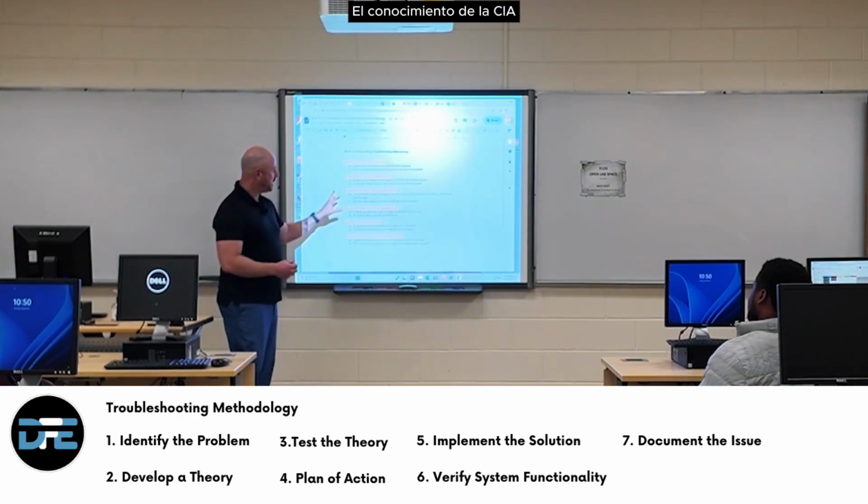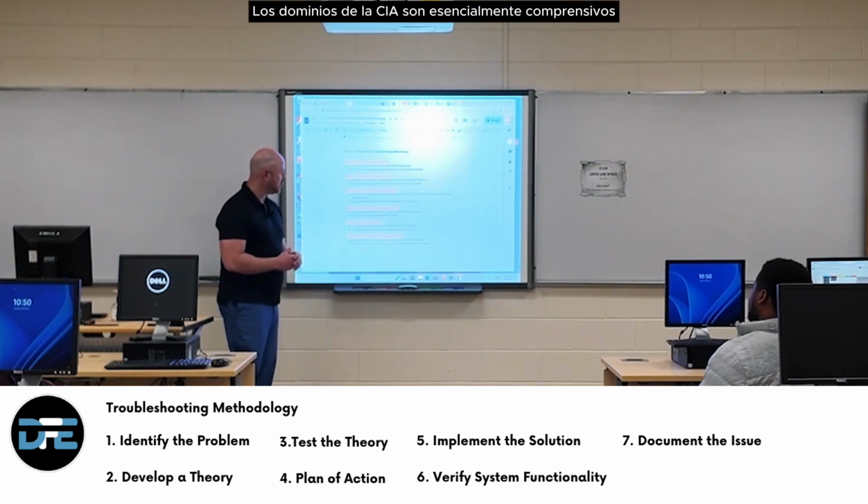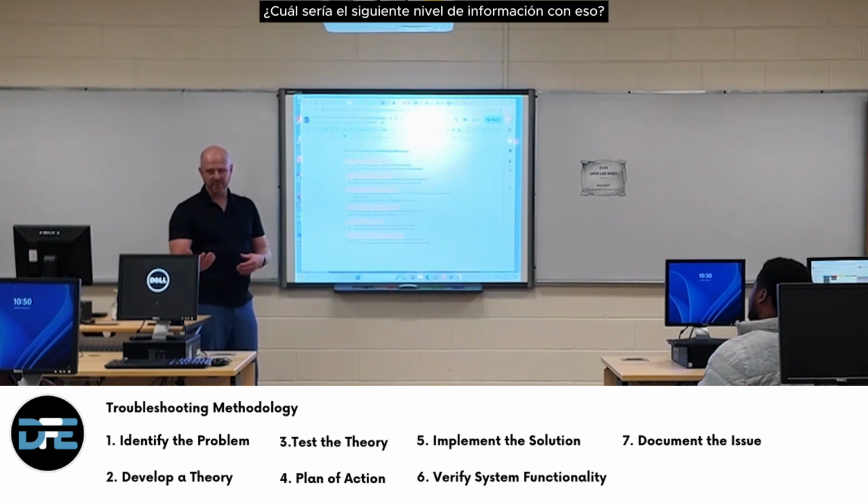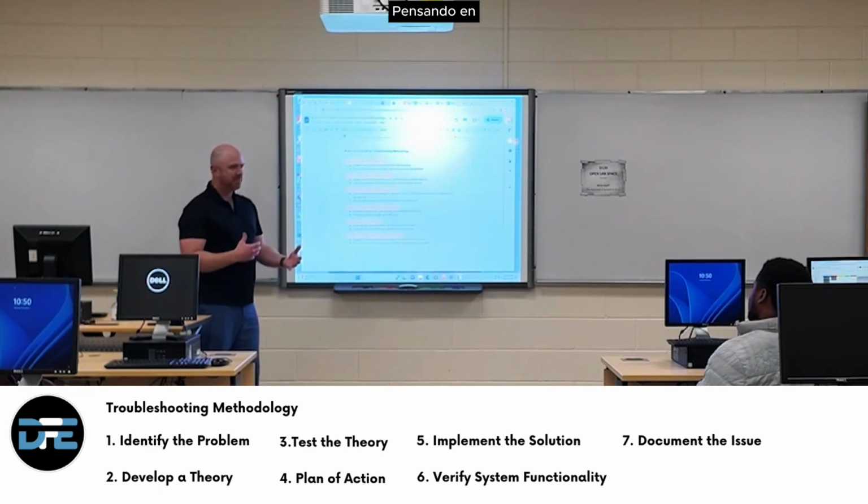The knowledge of the CompTIA A+ domains is essentially understanding the technical piece. Are they talking about servers? What would be the next step with that? Are they talking about mobile devices? What would be the next level of information with that? Thinking about the technical knowledge that you need to solve the problem.